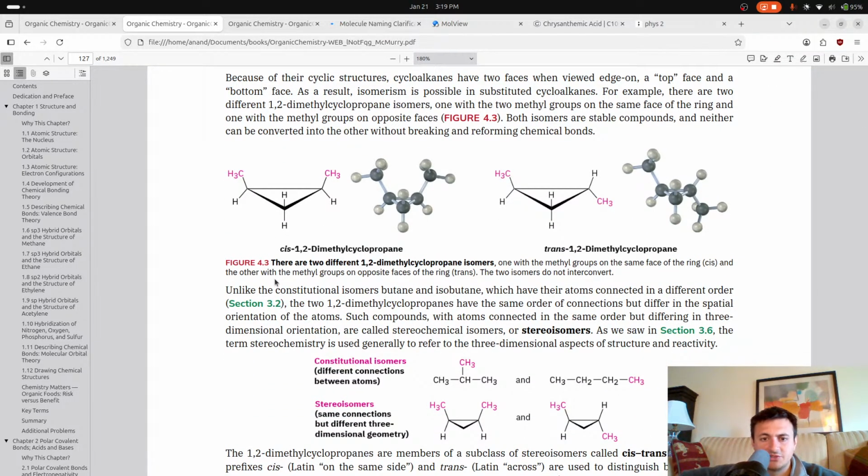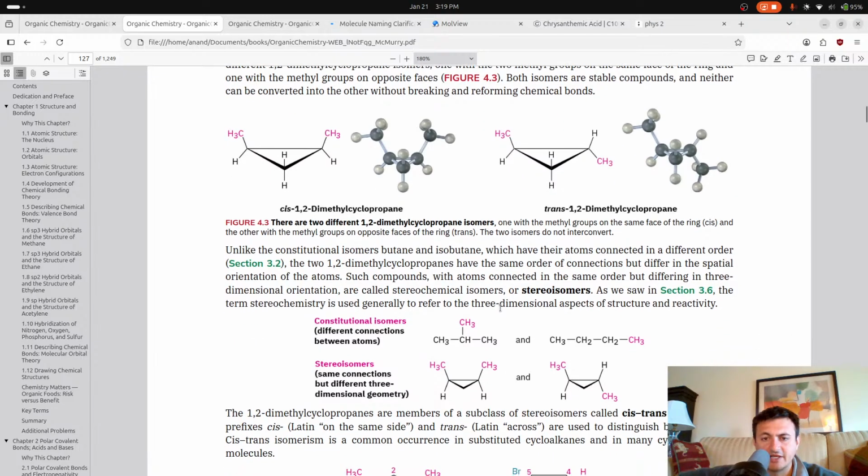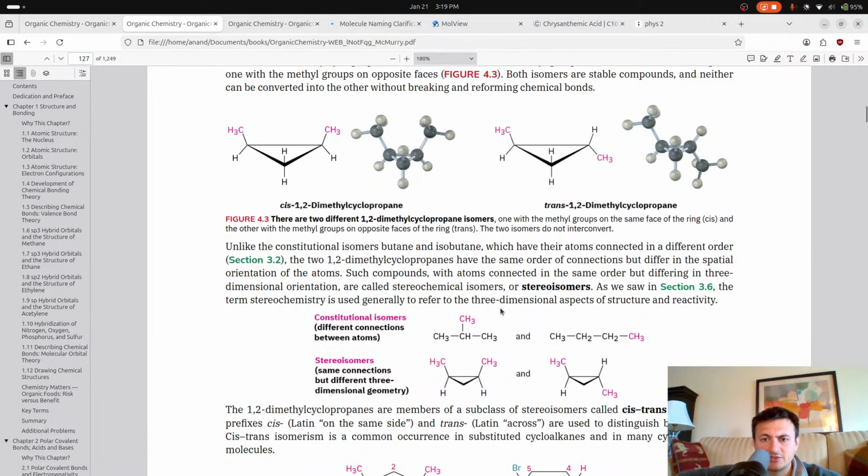Unlike constitutional isomers, butane and isobutane, which have their atoms connected in a different order, the 1,2-dimethylcyclopropanes have the same order of connections but differ in the spatial orientation of the atoms. Such compounds with atoms connected in the same order but differing in 3-dimensional orientation are called stereochemical isomers or stereoisomers.